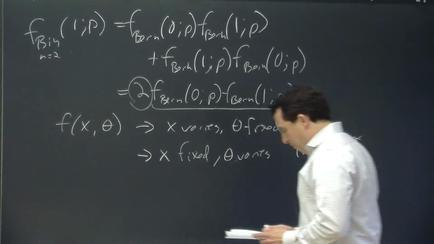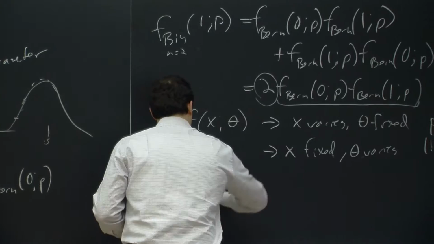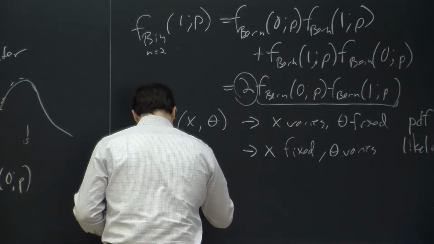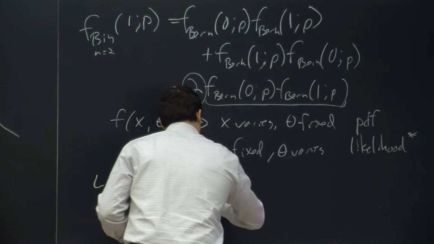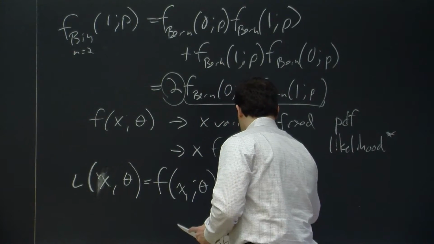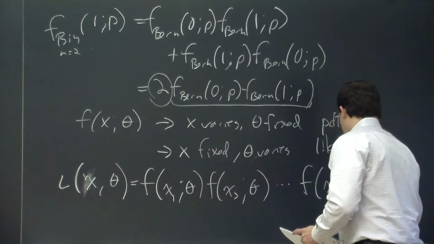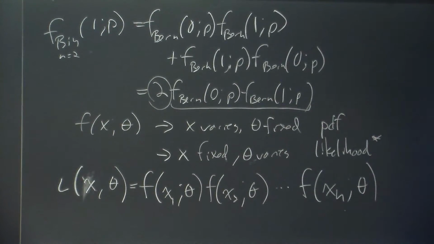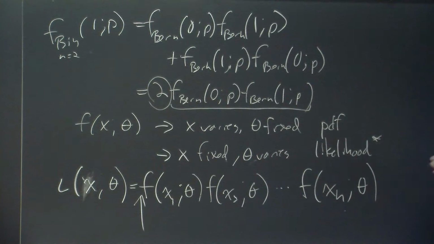Okay. So we write something like the likelihood of this now fixed data x, not variable, and variable parameter theta is f of the first outcome in the data set and the parameter, times f of the second outcome in the data set and the parameter, and so on up to the last outcome in the data set and the parameter. And I've not worried about the fact that there's more than one way to get, say, one success in two trials. Okay? So that's a likelihood function.